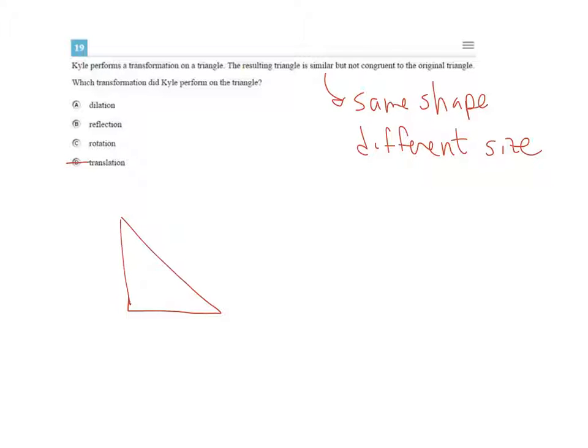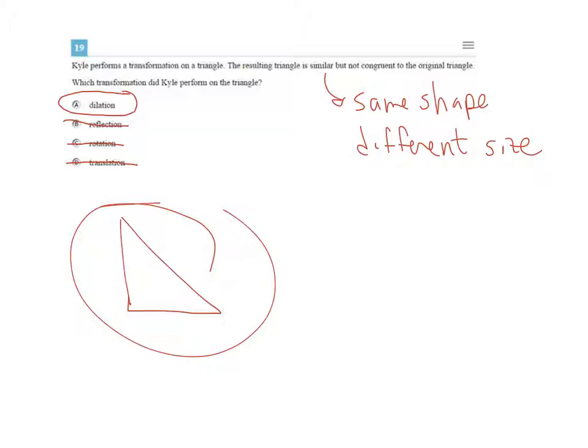It's not a translation because that just moves left, right, up, and down. Rotation just turns this thing around and around. That's not going to change its size. A reflection just flips it. It's not that one. The only thing that actually changes size is a dilation. We talked about changing shapes by a dilation. It changes the scale of the thing, makes it bigger or smaller. So that's a relatively easy one.